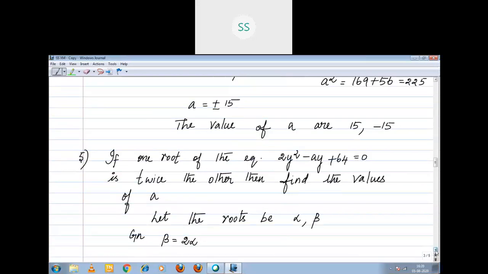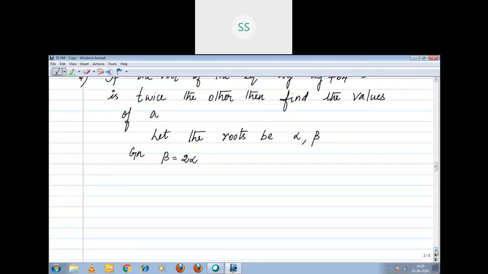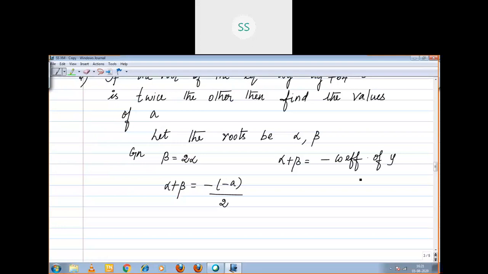Now, using the given equation, you are going to find out what is alpha plus beta and what is alpha beta, right? Alpha plus beta equal to minus coefficient of x divided by coefficient of x square. Here your equation is in y square, so based on the variable you should write minus coefficient of y divided by coefficient of y square, right? Which is equal to a by 2.